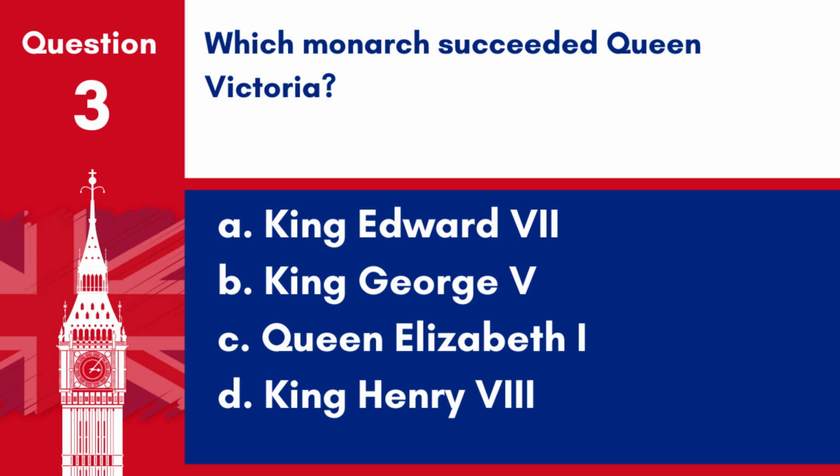Question 3. Which monarch succeeded Queen Victoria? A. King Edward VIII, B. King George V, C. Queen Elizabeth I, D. King Henry VIII. Answer: A. King Edward VIII. King Edward VIII succeeded Queen Victoria upon her death in 1901.